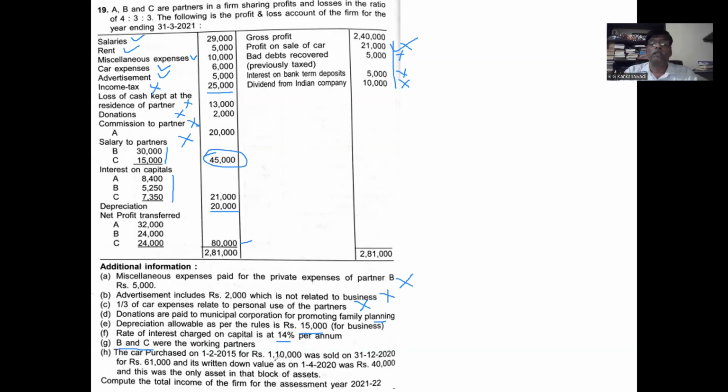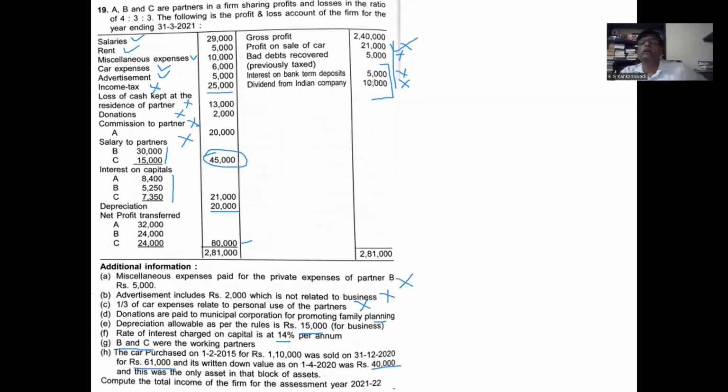Full value of consideration, you take the sale value. Sale value is 61,000. You take 61,000 as sale value. Less written down value 40,000. You deduct 40,000 written down value. Whatever remains, that is the short-term capital gain. And in other sources, you take 2 items: one is interest on FD, another is dividend from an Indian company. Other source income comes to 15,000.